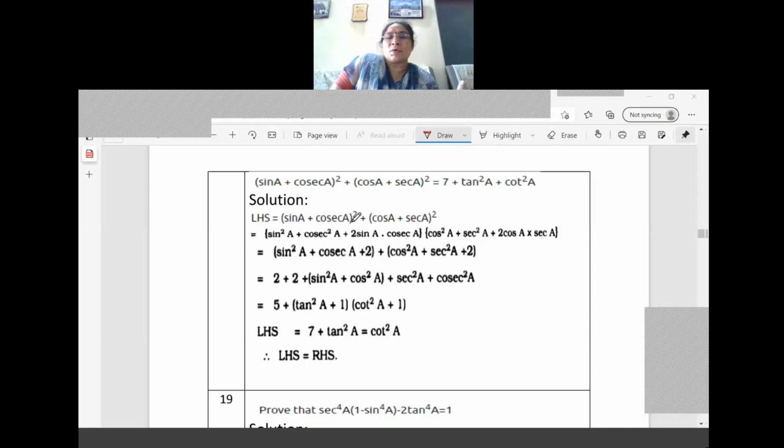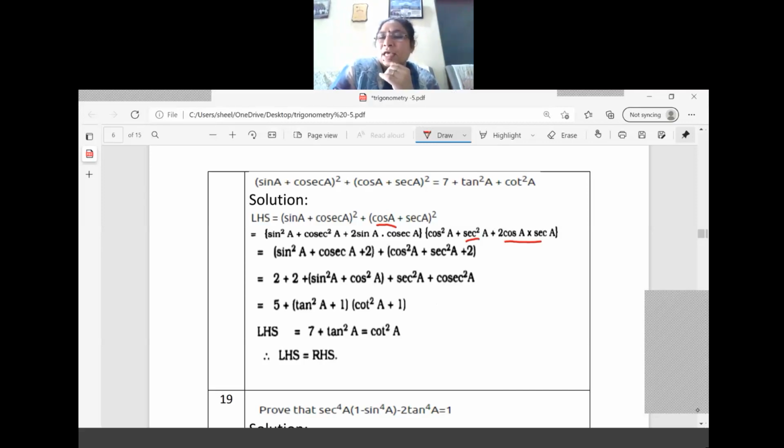So (sin A plus cosec A) whole square we are expanding. What is the expansion? Sin square A plus cosec square A, then the middle term 2 sin A cosec A will come. Similarly, cos A and sec A is there, that we can also expand. Cos square A, then sec square A, that is b square we got, and 2 cos A sec A we got. Now here sin square A and then cosec square A is there.